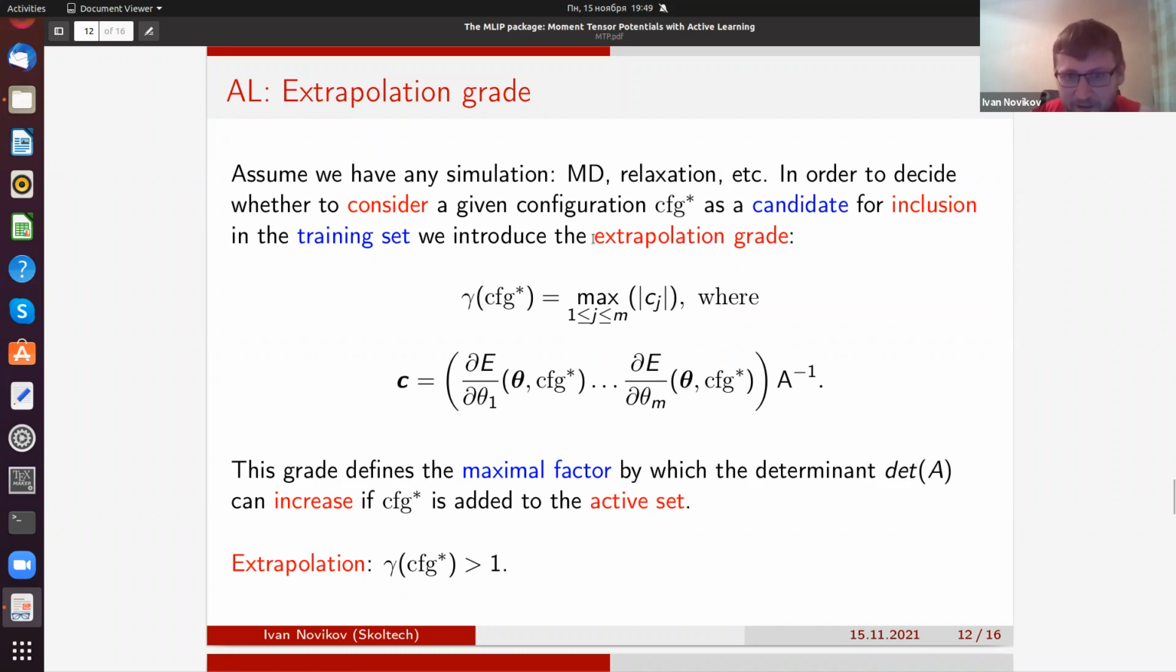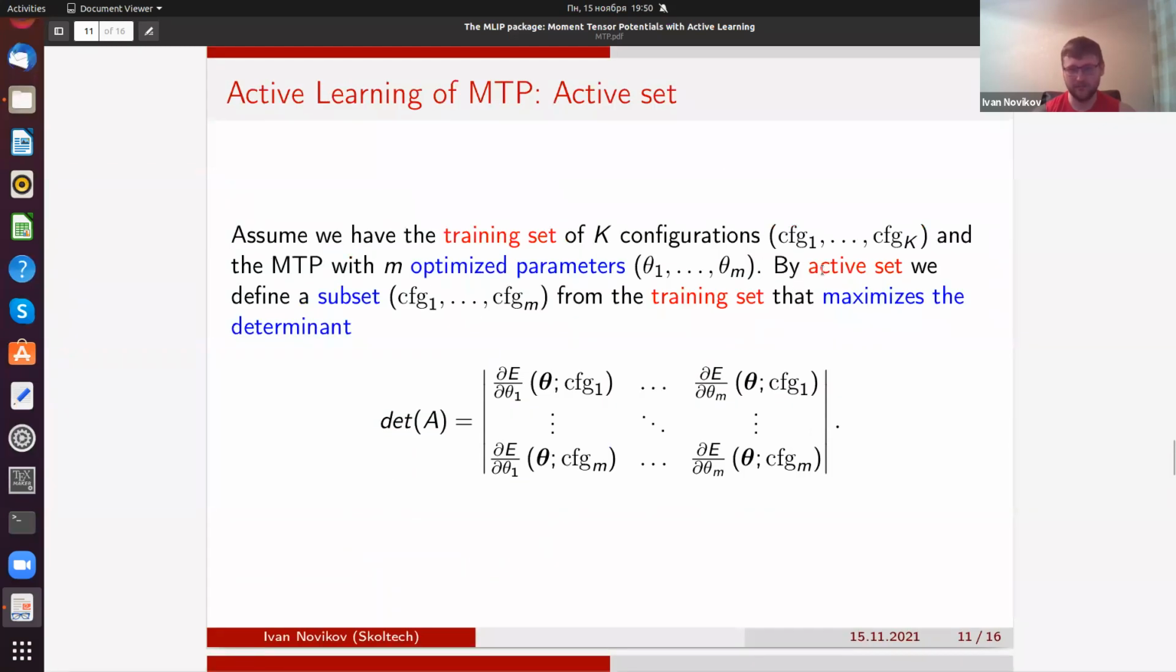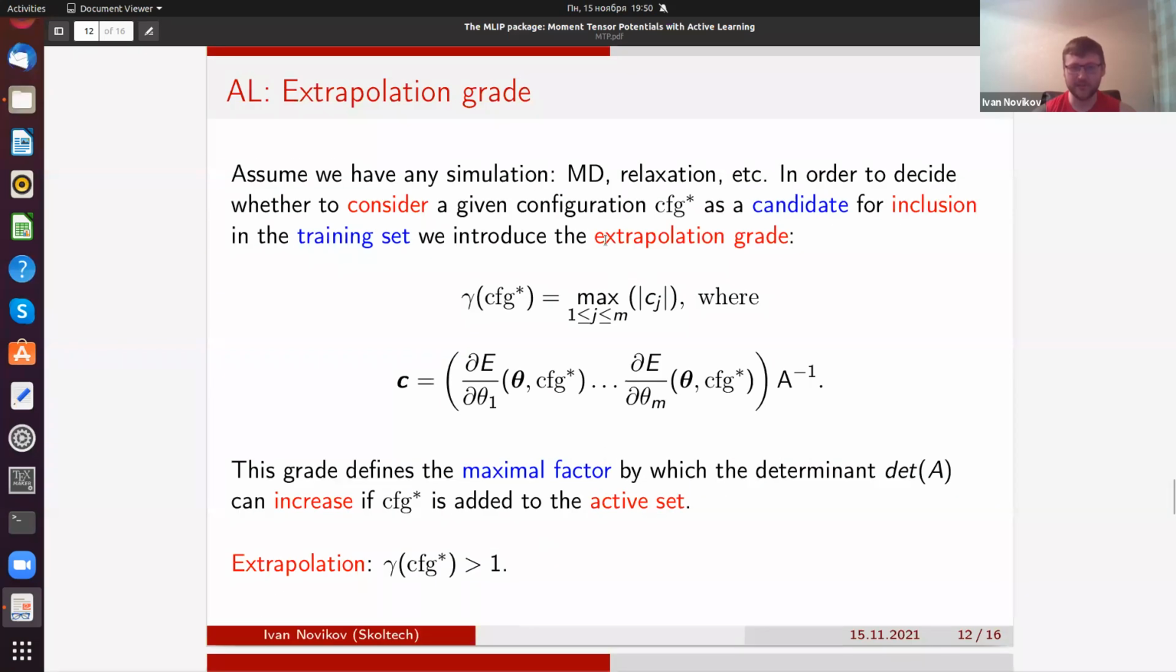For this aim, we introduce the so-called extrapolation grade, which we calculate with this formula. But the main thing I want to say is that this grade defines the maximal factor by which the determinant of matrix A can increase if CFG star is added to the active set. So this is the extrapolation grade. Of course, we say that we deal with extrapolation if this number gamma is greater than 1. Otherwise, we deal with interpolation. So now we have the concept of active set, the first important concept, and the concept of extrapolation grade, the second important concept.